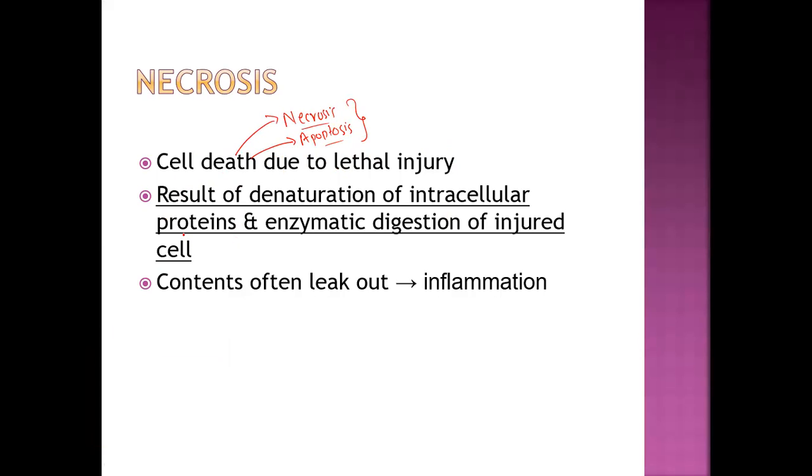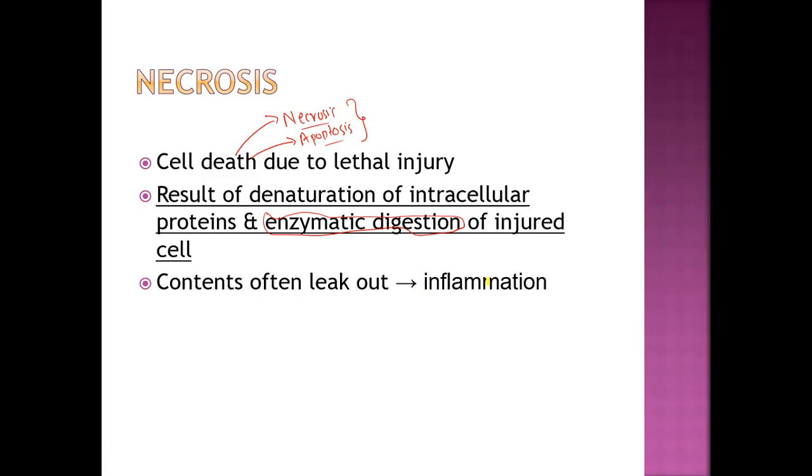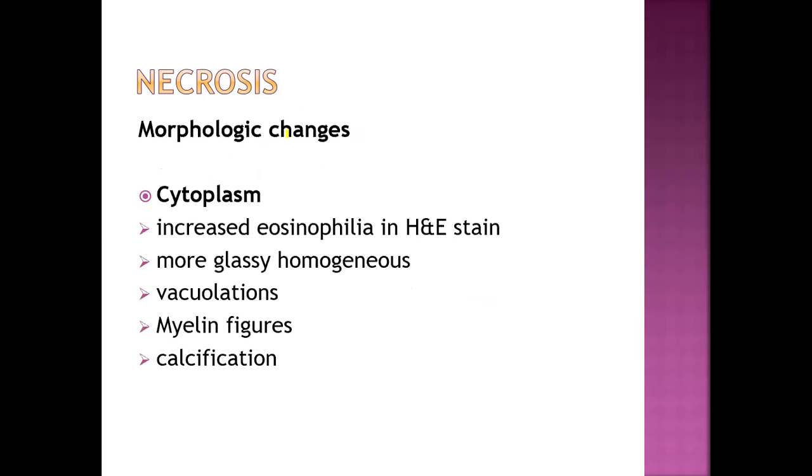Now, what is necrosis? Necrosis is a result of denaturation of intracellular protein and enzymatic digestion of the injured cells, and in this the contents often leak out, so there will be inflammation. The most important thing about necrosis is that there is inflammation, but in the context of apoptosis there is no inflammation.